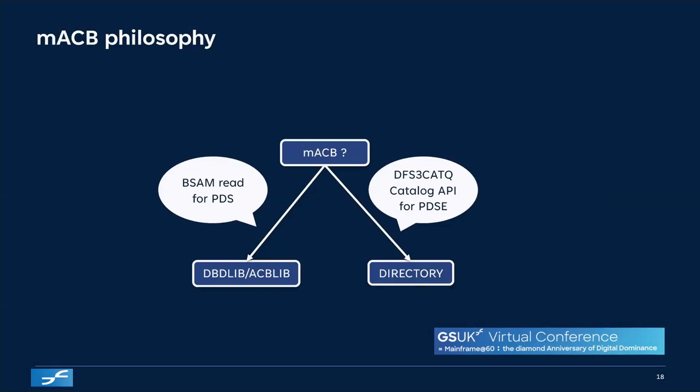But if it's a directory, IBM has provided this API called the DFS3CATQ API, which reads the metadata from the directory, which is nothing but a PDSE. So since your source is changing and there is a mechanism change also, IBM provided this API to make it relatively easier for customers and vendors to read the metadata. And IMS itself is using this API to read the information from the directory.